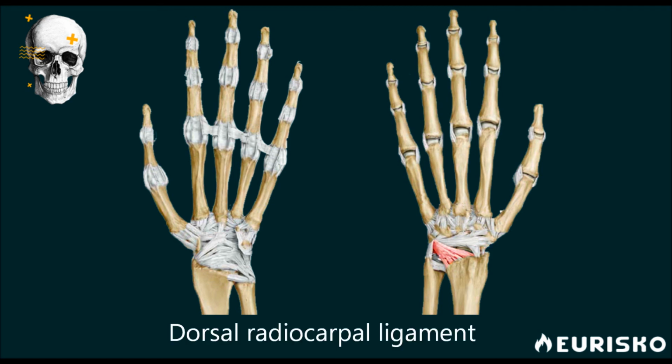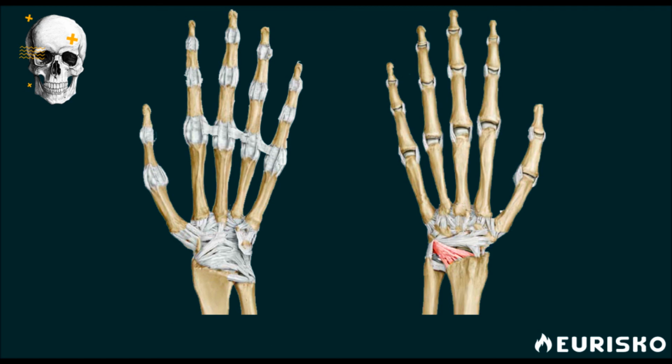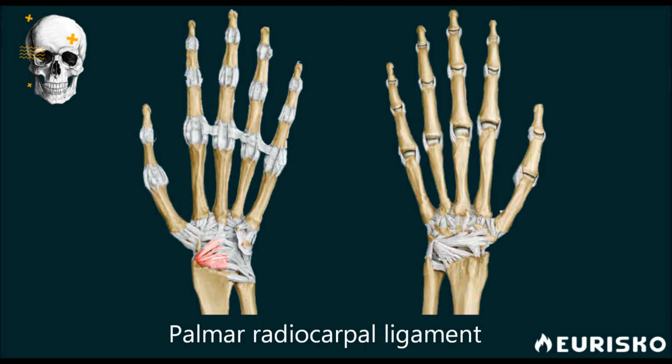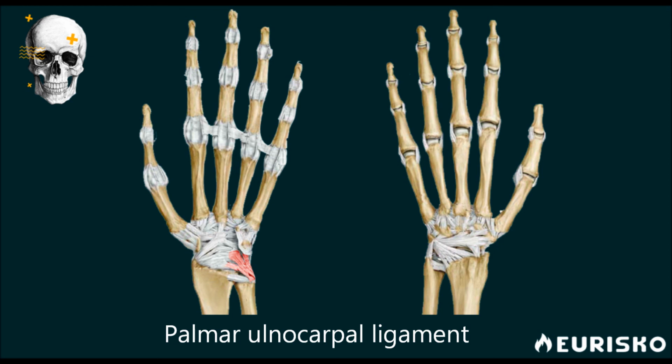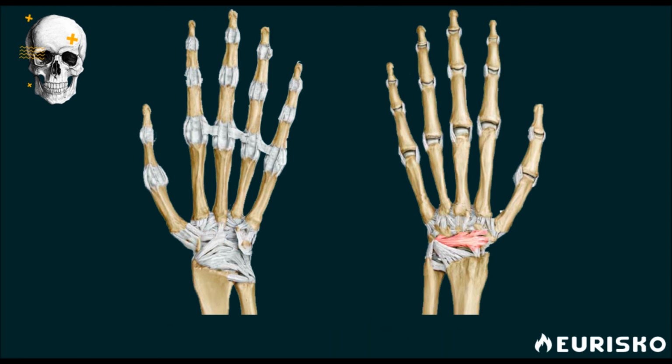Dorsal radiocarpal runs between the radius and hamate bone. Palmar radiocarpal is attached to the palmar side of the midcarpal capsule. Palmar ulnar carpal runs near the previous one. Next row of ligaments. Palmar intercarpal starts on the capitate bone and runs in different directions.